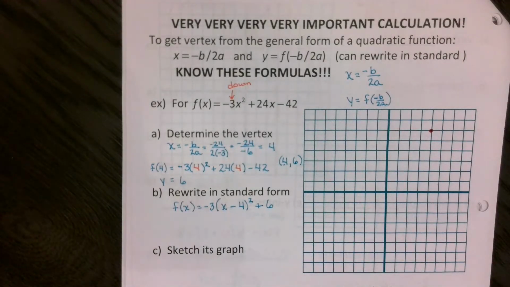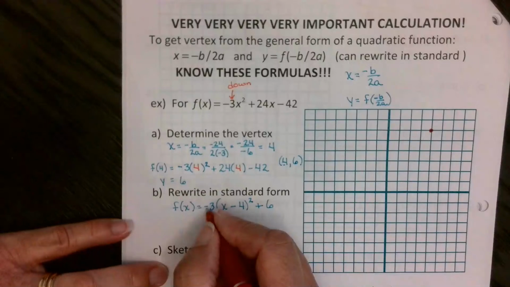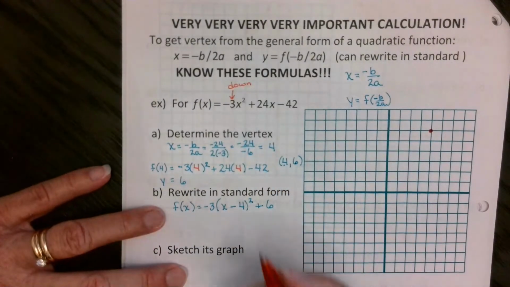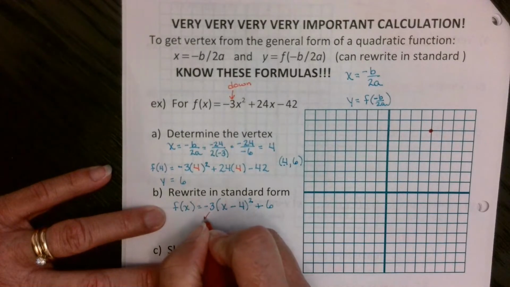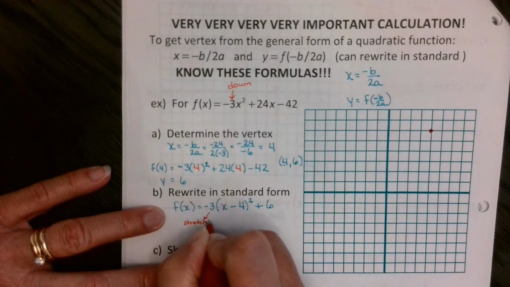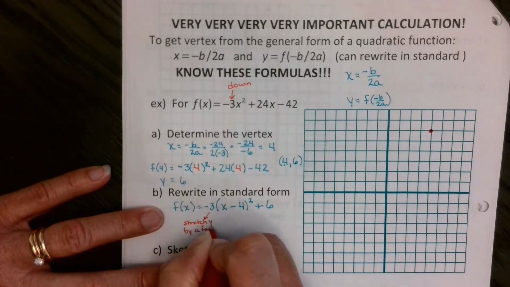And the reason they tell you to do this is so that you use your transformations. This, of course, reflects it over the x-axis, which means it's going to open down. This is going to stretch your y by a factor of 3.